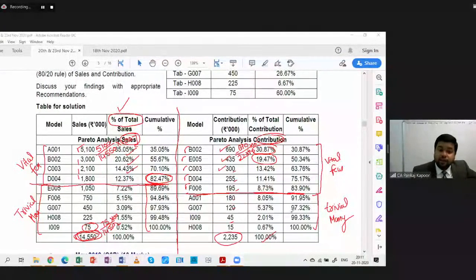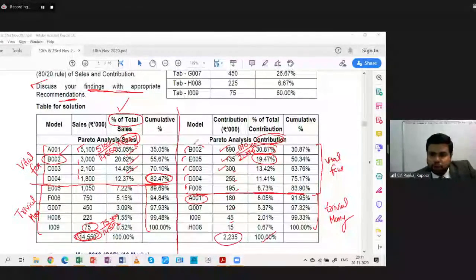Now there is a clash or a conflict. If we consider the sale, A1 is a vital few, but if we consider the contribution, A1 is not a vital few. So while you need to suggest your recommendation, you not only need to perform this Pareto analysis, you also need to discuss your findings. What will you do? You will see the product or the model which is covered in both places.